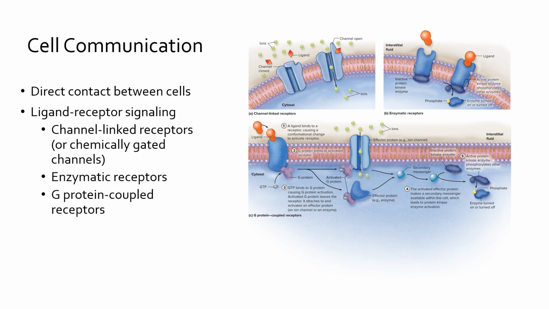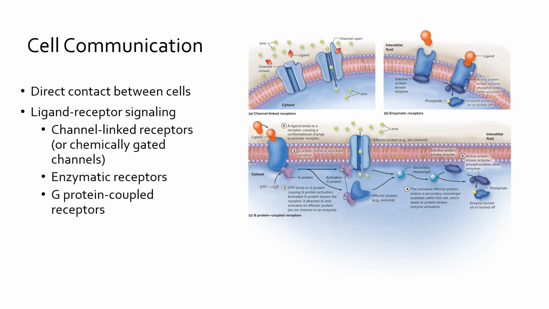Ligand receptor signaling is how most communication between cells occurs, through ligands, which are molecules that bind to specific macromolecules, also known as receptors. There are two types of ligands. There are neurotransmitters, which are released from nerve cells, and hormones, which are released from endocrine cells. Target cells possess receptors that can bind to these ligands, facilitating cellular communication.